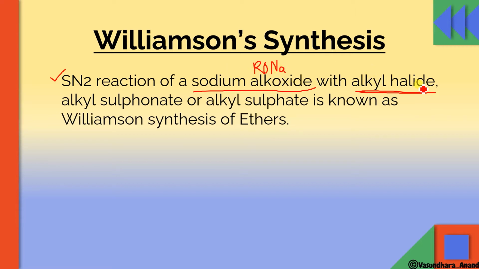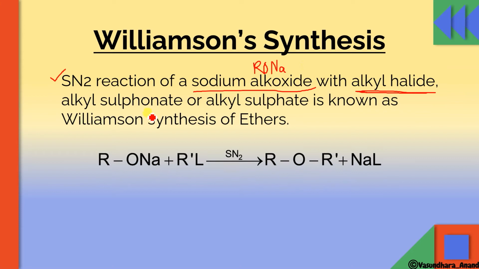Along with this alkyl halide or alkyl sulfonate or alkyl sulfate, it will form ether. This is sodium alkoxide, and here it is alkyl halide. This L can be sulfate, halogen, or sulfonate. This follows the SN2 reaction, and it will react with RO-, and whichever group is there will form. This L can be halide, alkyl sulfonate over here, and this is alkyl sulfate.